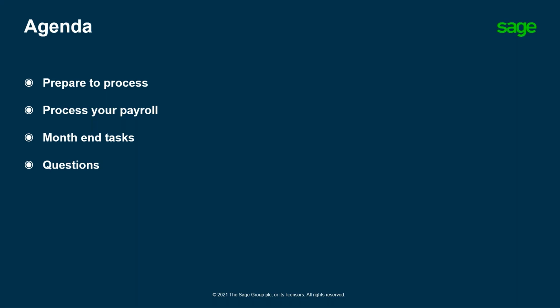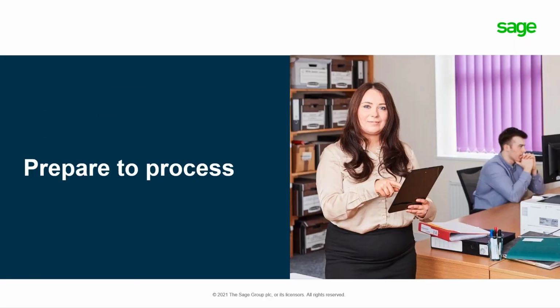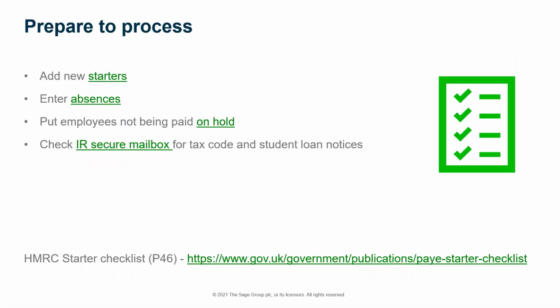So let's kick off with preparing to process your payroll. And I've got a checklist for you with 4 different steps to complete. The first will be to add any new starters that have joined the business since your last payroll. The second is to enter absences that will qualify for any statutory pay. The third is to put employees not being paid on hold. And the fourth one is to check your mailbox for any tax code or student loan notifications.